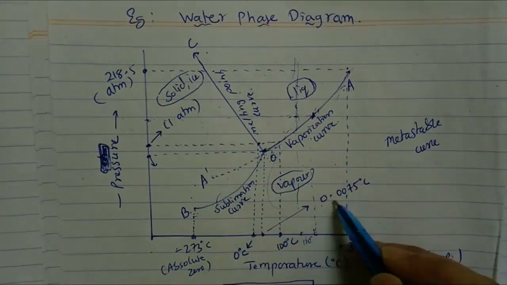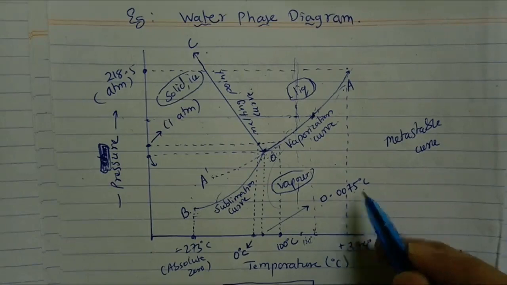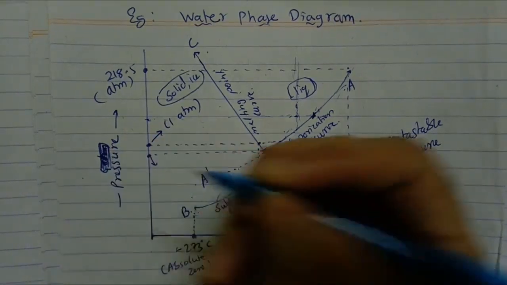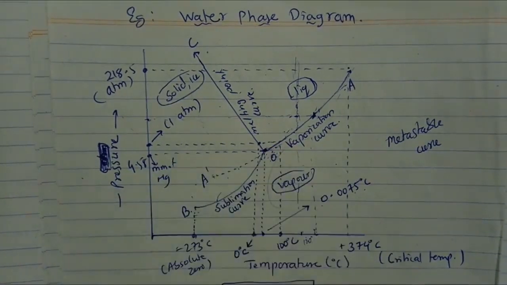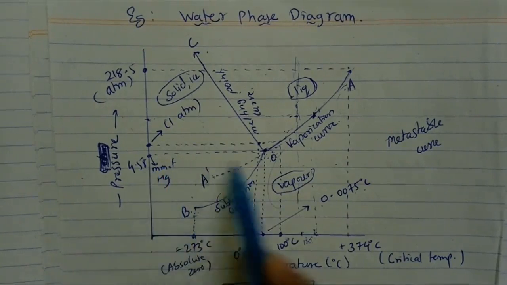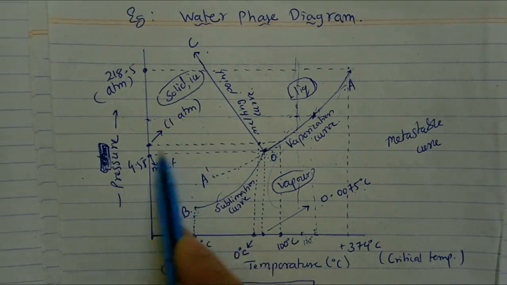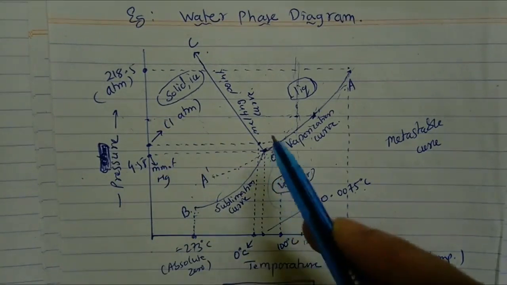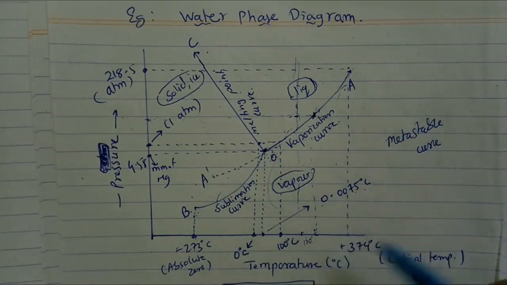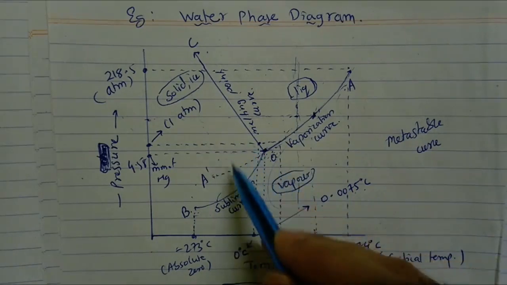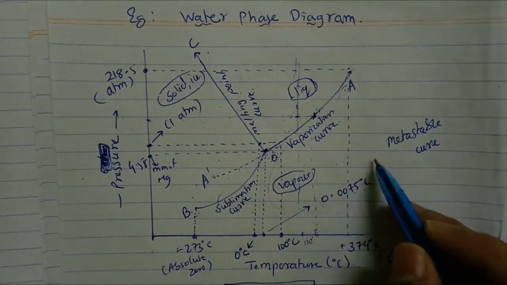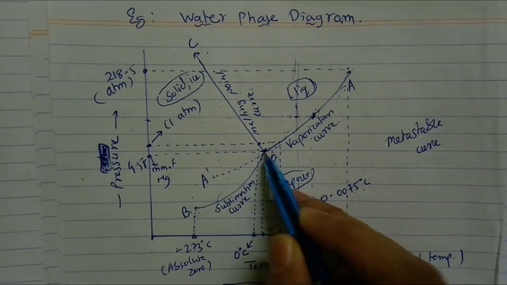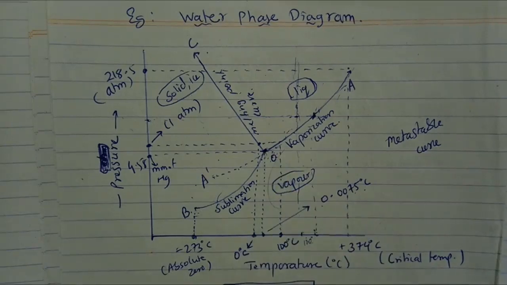The value of this is 0.0075 degrees Celsius and around 4.58 millimeter of mercury. Okay, 4.58 millimeter of mercury. Now this is the triple point of water. So this is fixed; pressure and temperature, everything is fixed. Only then can you achieve this. Otherwise, if you slightly change the temperature or pressure, it will shift towards either solid-vapor or liquid-vapor. Is that clear? So this is your triple point and this is an invariant system. That means everything is fixed. You cannot change anything at this point or in this system.